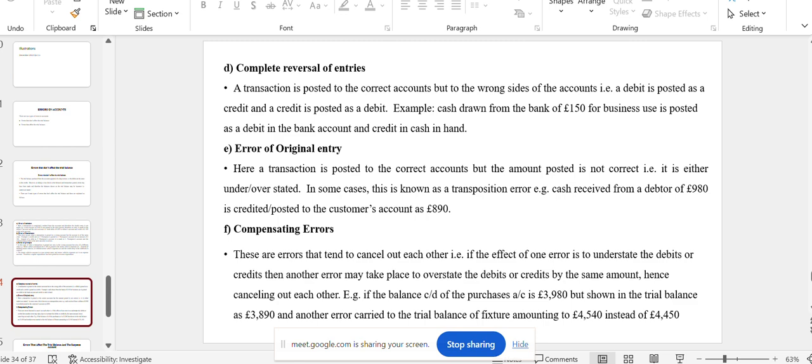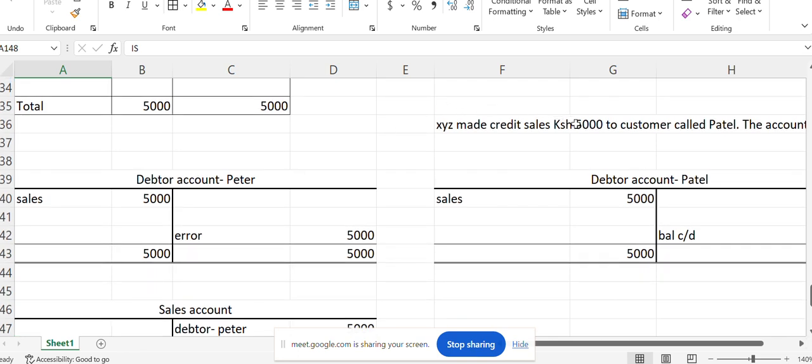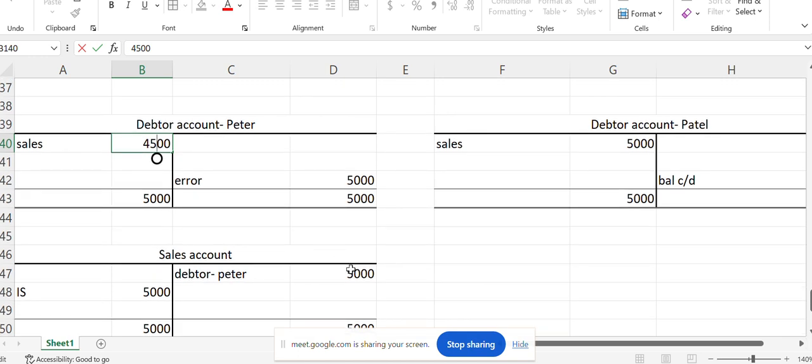Tuko sawa? The other one, which one? Again, this one is very easy. I'm not going to dwell so much on this one. Error of original entry. The word is original entry. This was a transaction that was supposed to be recorded as credit sales worth 5,000. Instead of recording 5,000, you record 4,500, and you do the same in the other account. You have understated the accounts.